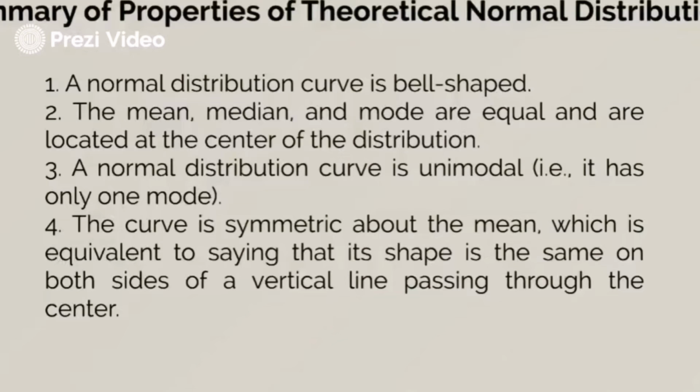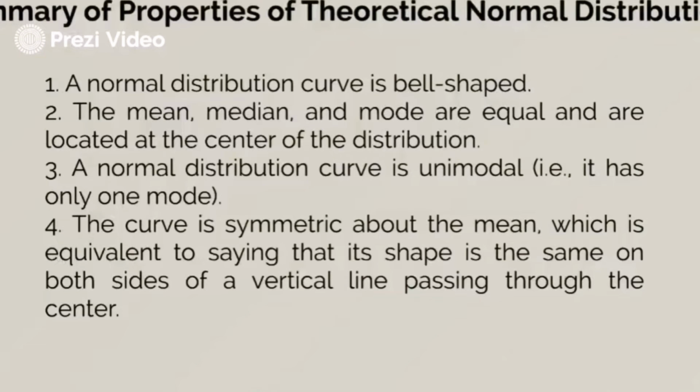Next, the mean, median, and mode are equal and are located at the center of the distribution. Third, a normal distribution curve is unimodal. So the mode is the value that appears most often in a set of data values. As we can remember from our past topics, it has only one mode.